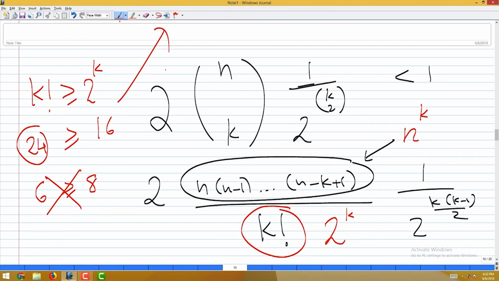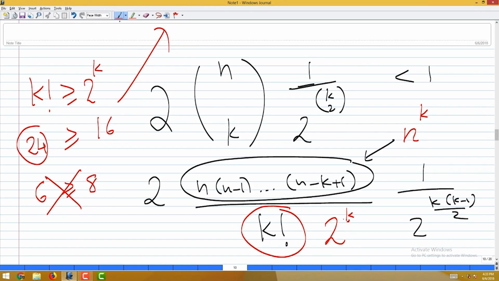I am claiming that I can assume that k is greater than or equal to 4, because the k equal to 3 case I had done already. I had seen, for k equal to 3, r of k is equal to 6, and that was definitely bigger than 2 raised to k by 2, 3 by 2. So that was a handled case, already tackled. So therefore we can assume that k is greater than or equal to 4.